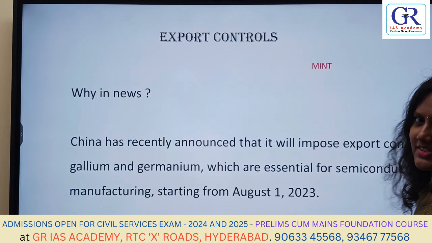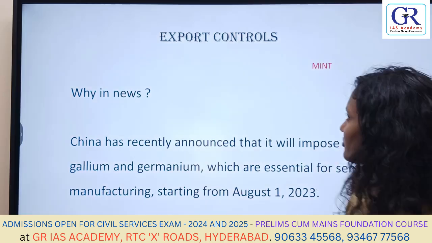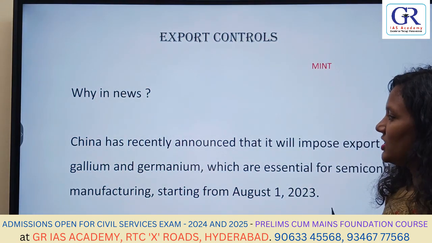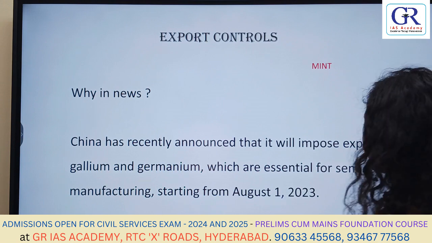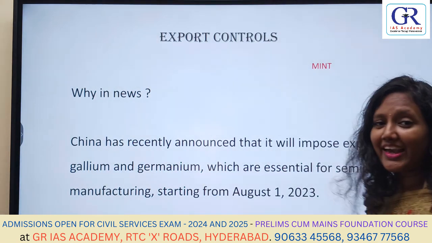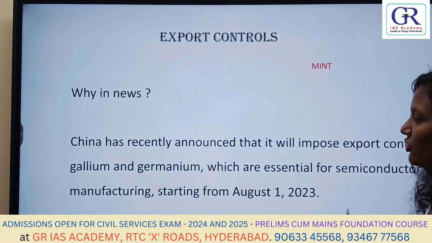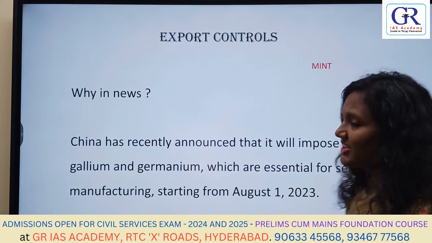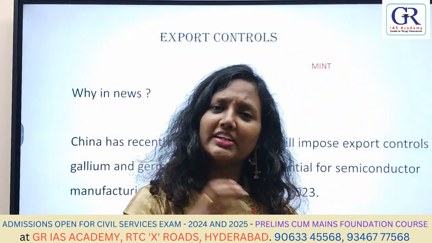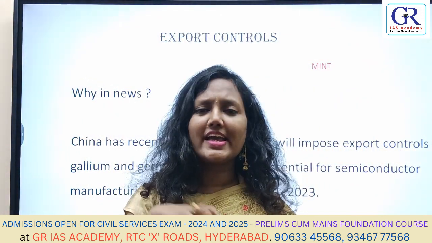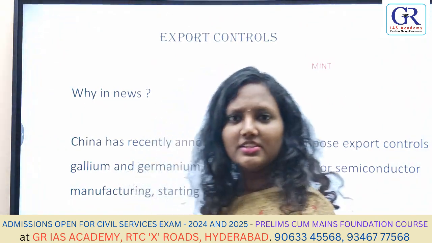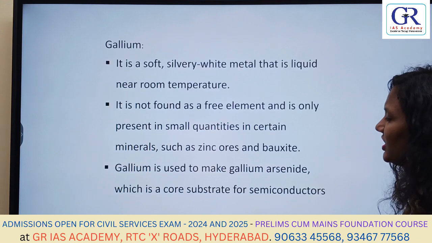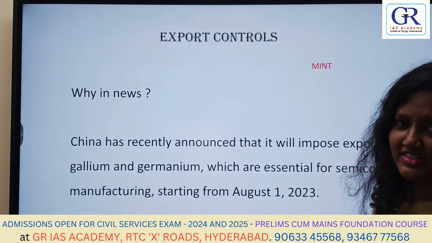Okay. Now the last article for today, export controls. This is from the Mint newspaper. Why is this in news? China has recently announced that it will impose export controls, especially on gallium and germanium. Okay, and these two are very essential for semiconductor manufacturing. So when are these export controls going to start? These are going to start from August 1st, 2023. Okay, so why have they taken such a big decision, China?